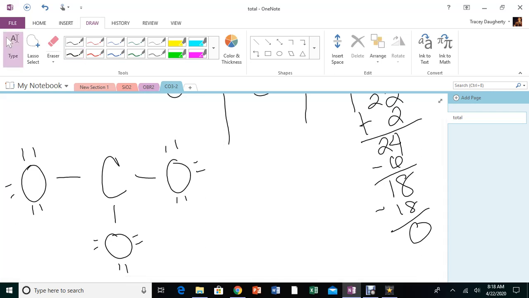And for the double bond, we are going to erase a pair of electrons. It doesn't matter which oxygen you pull from. So I'm going to pull from the one on the left. So I'm going to erase a pair of electrons and then draw another bond in between.